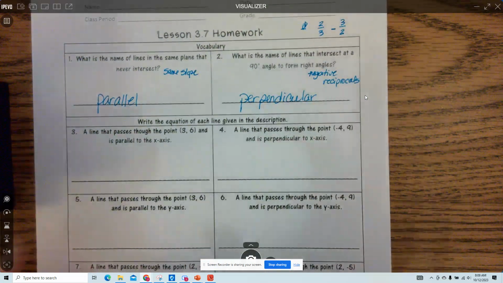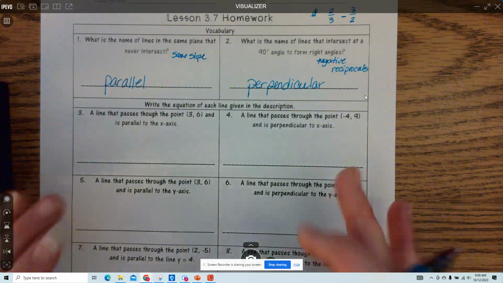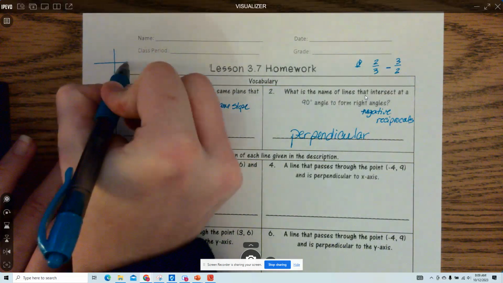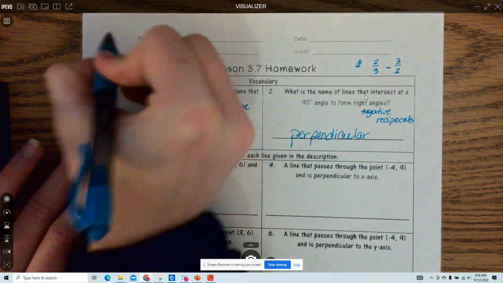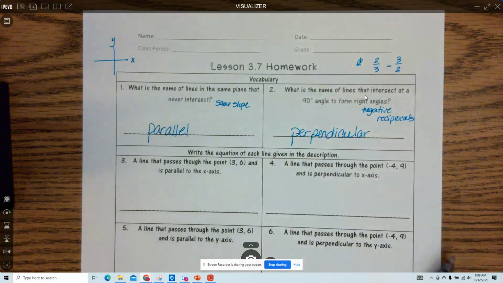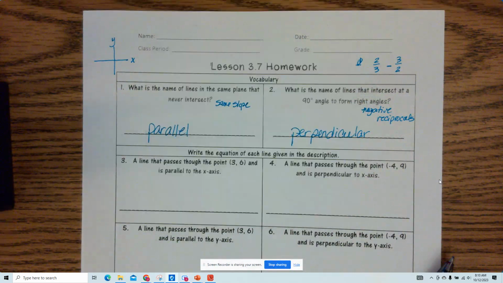Okay. All we're doing today is looking at lines that are parallel and perpendicular to the x and the y axis. So think of a coordinate plane. This is the x-axis. This is the y-axis. Oh, I may actually give you another page today. Let me look really quick. Okay.